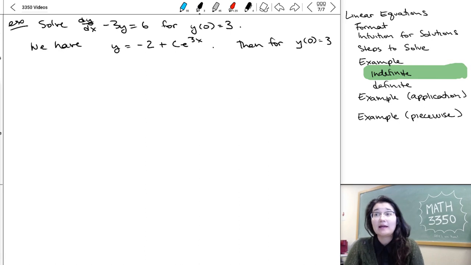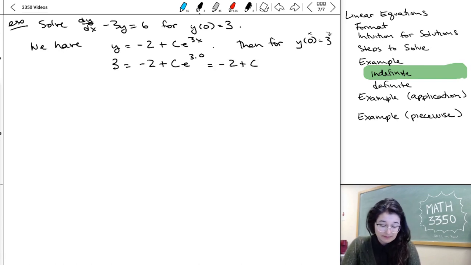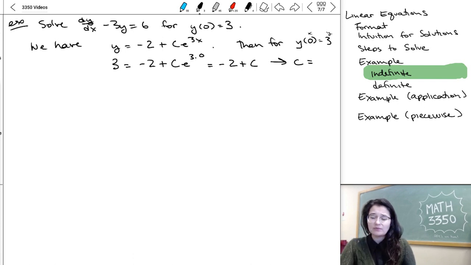And then we would go ahead and use our initial condition, where we note that this is our x value and this is our y value, and we just plug it in to the solution we found. So we say, okay, we must have that 3 is equal to minus 2 plus c e to 3 times 0. And e to 0 is 1, so that's just minus 2 plus c. That means that if we wanted to solve for c, it would just be adding this 2 back over to the other side, and we get that c is 3 plus 2, or 5.